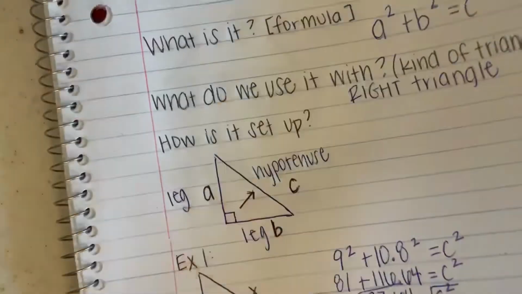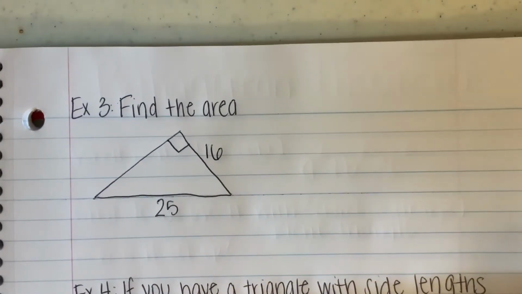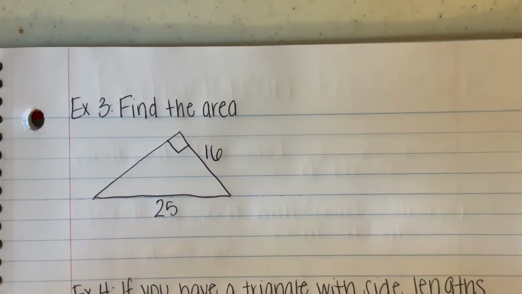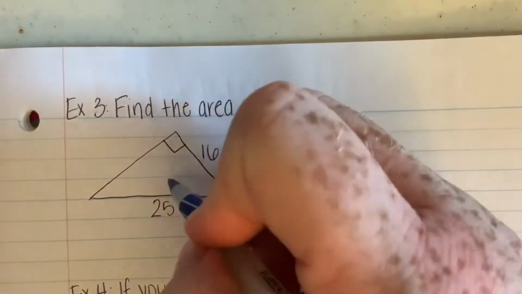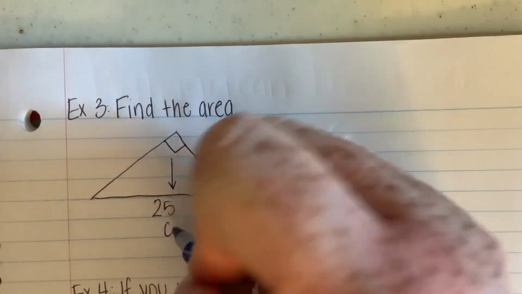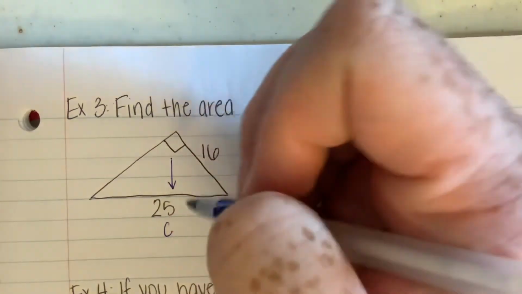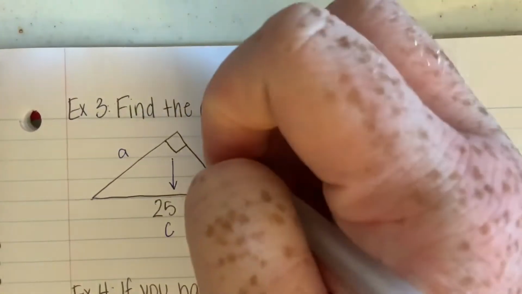And again, if I go too fast, pause button's your friend. So for this one, we're going to find the area. Oh, pardon me. So first though, I got to find this missing side. So I'm going to label my hypotenuse my C, and my A and my B.